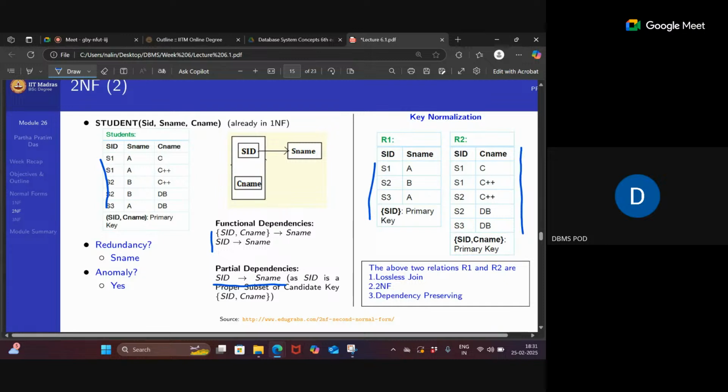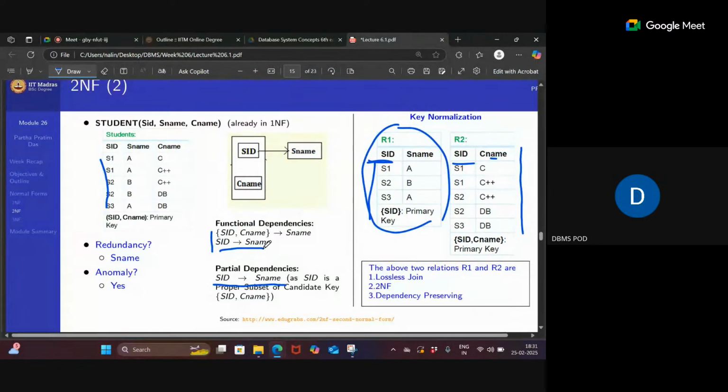You can see in this relation, SID is the primary key and it is determining SNAME. It is a candidate key and it is determining the other attribute, no problem, a non-prime attribute. Here SID, CNAME together are the primary key. There is no functional dependency for this table. So this is in 2NF and it is a lossless join. If you perform a natural join of these two tables, then we will get this table. So it is a lossless join in 2NF and it preserves the dependencies. It preserves this dependency also.